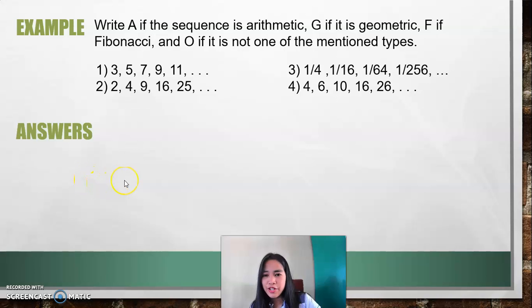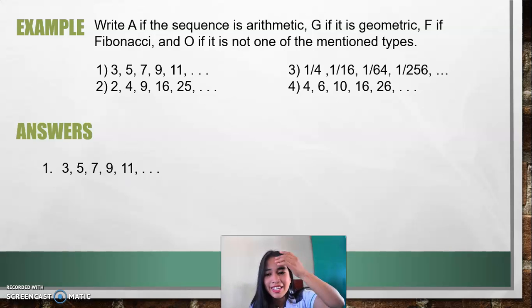Okay, so let's answer. Number 1, what do you think? 1, 3, 5, 7, 9, 11. What kind of sequence is it? Okay, as we observe, the difference between them is just 2. So, this one has a common difference. So, this is letter A.